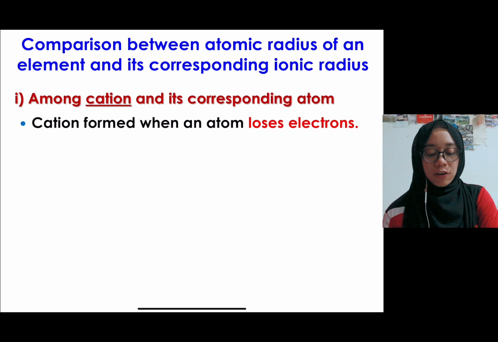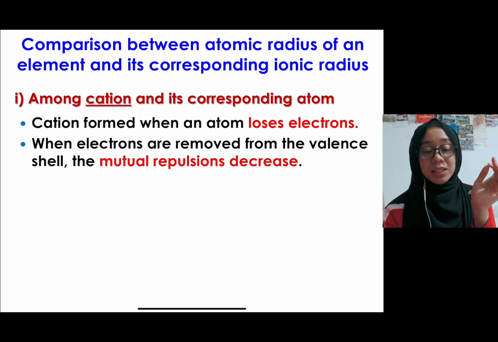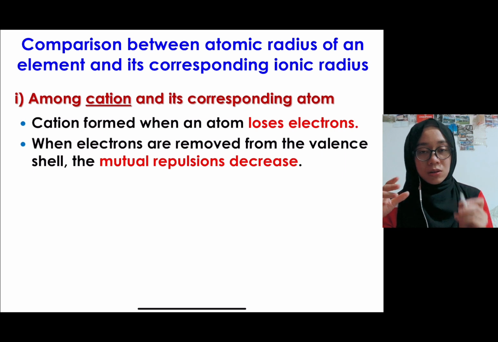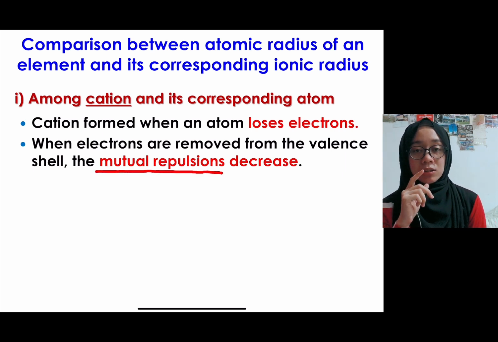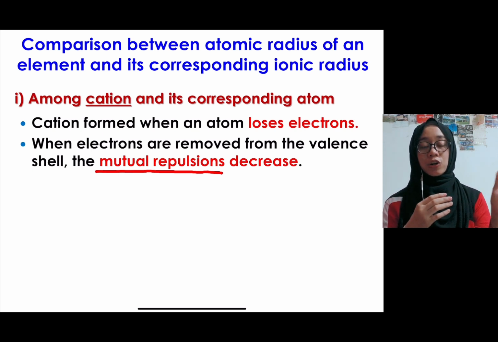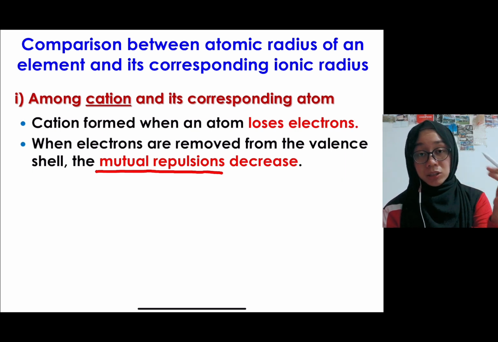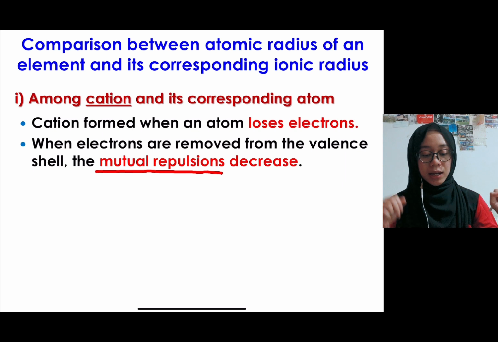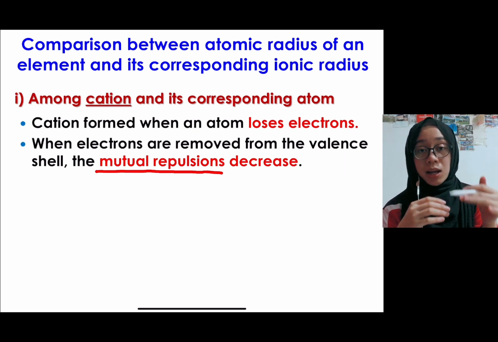So cation form when an atom loses electrons. So when electrons are removed, kita buang electron from the valence shell, so the mutual repulsion decrease. Okay, so now kita jumpa perkataan mutual repulsion. Okay, so kalau tadi kita discuss pasal forces attraction between electron dengan nucleus, so now this is about mutual repulsion. Repulsion bermaksud dia bertolak-tolak kan. Okay, so mutual repulsion ni adalah antara elektron dengan elektron.